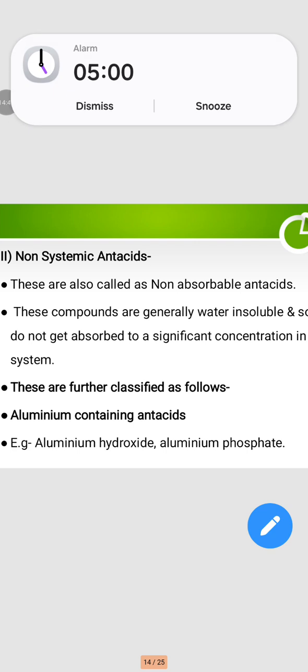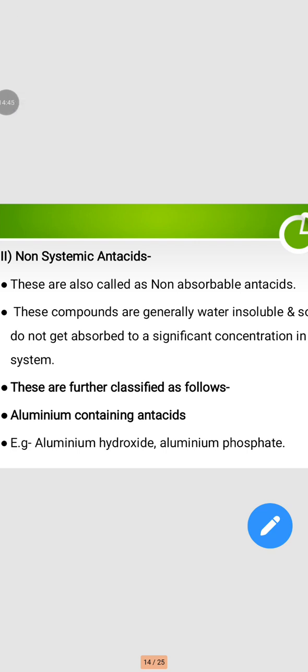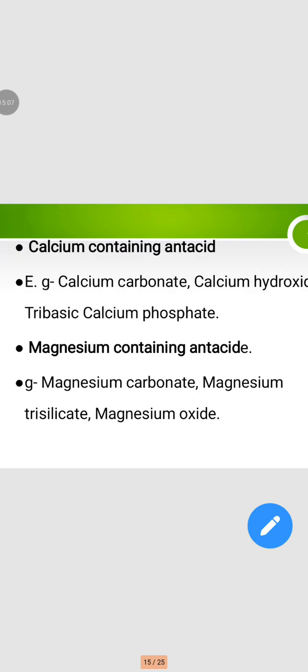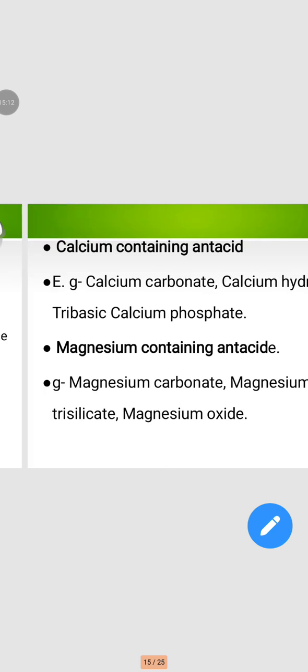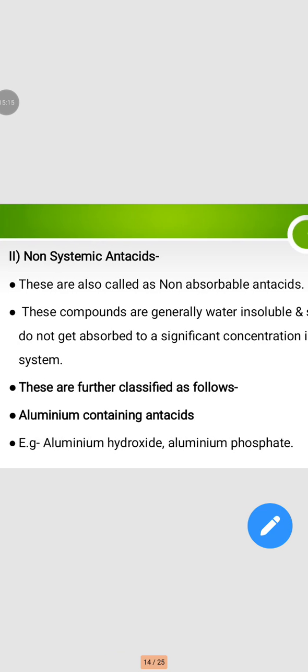These are further classified as aluminum containing antacids, for example aluminum hydroxide and aluminum phosphate. So non-systemic antacids are further classified as aluminum containing antacids, calcium containing antacids, magnesium containing antacids, and combination antacids. The first one is aluminum containing antacid, example aluminum hydroxide and aluminum phosphate.